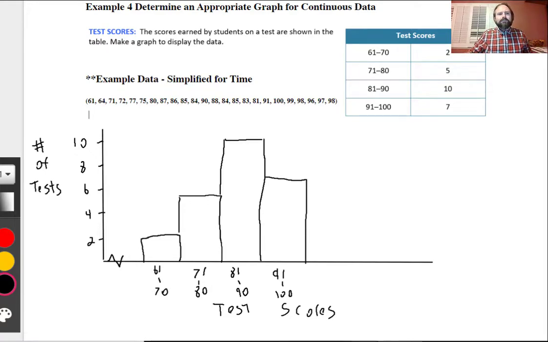There's our histogram. Now this data is continuous because it goes from 61 all the way to 100. This is probably in percent. And looking at it, would this data continue from 61 all the way to 100? Yes. And so that's why this is like this. It's not categories. We could make the argument, but in this case, we're going to have this data be continuous.